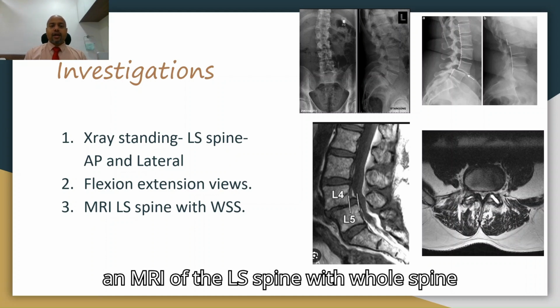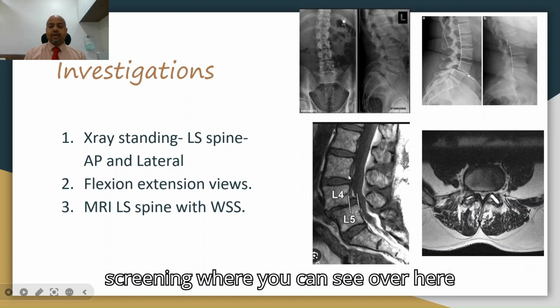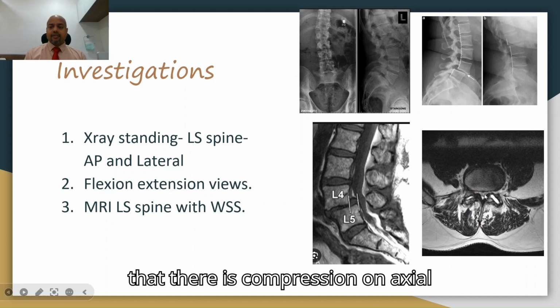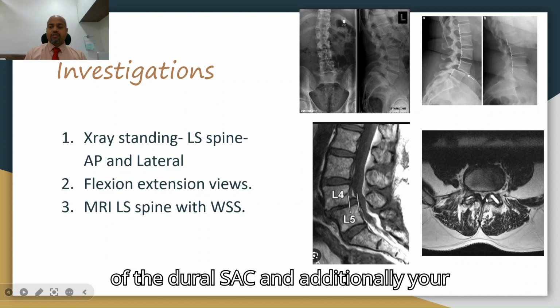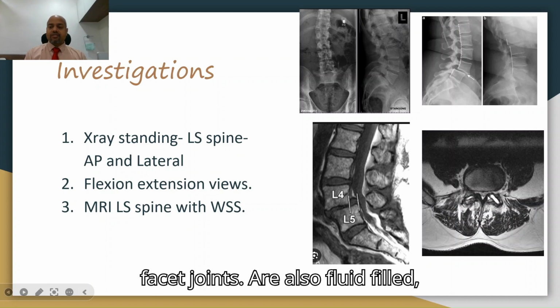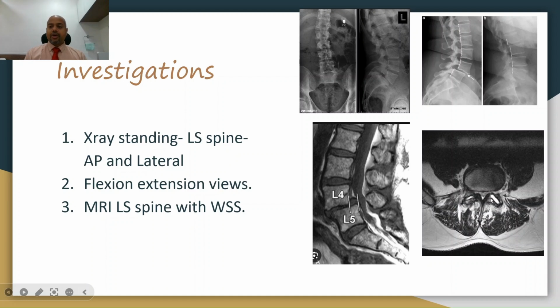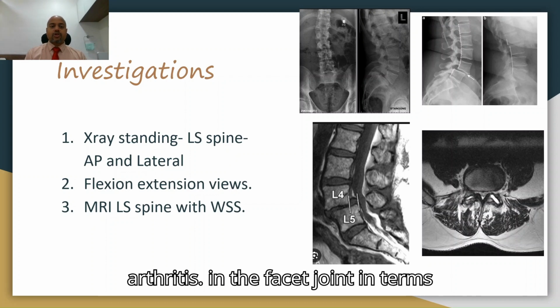Additionally, you can do an MRI of the LS spine with whole spine screening, where you can see over here that there is compression. On axial images you can see there is compression of the dural sac, and additionally your facet joints are also fluid filled, which is a telltale sign of arthritis in the facet joint.